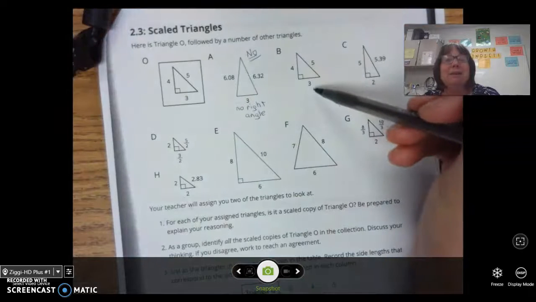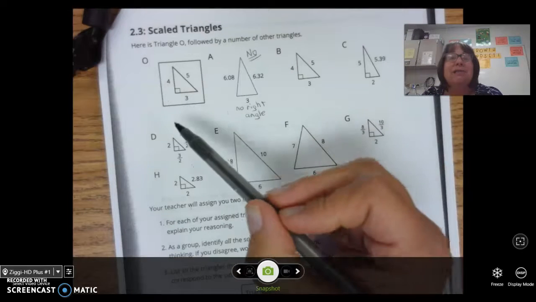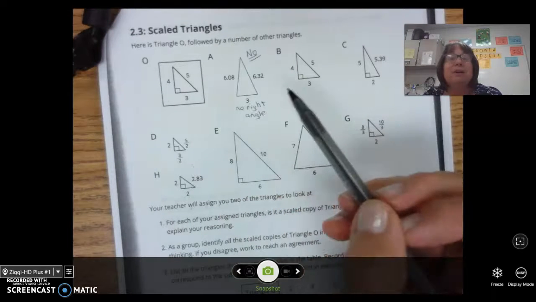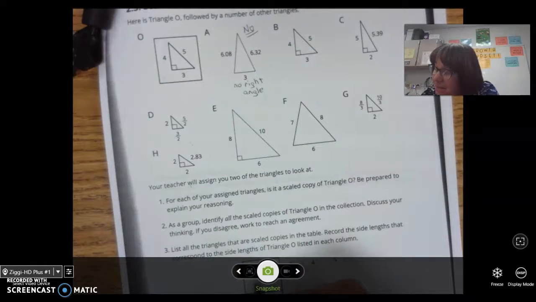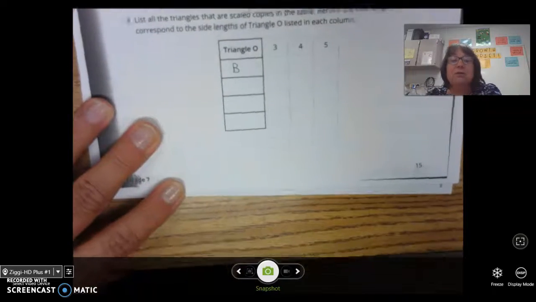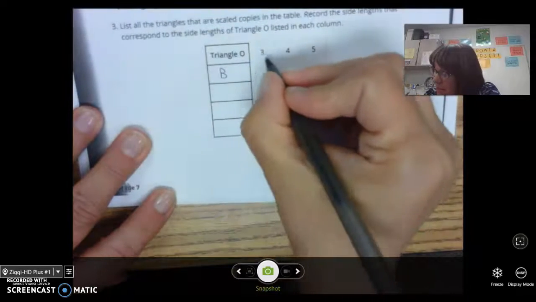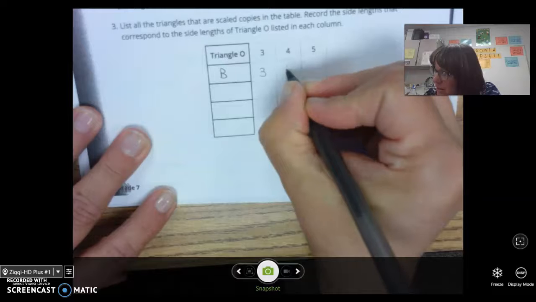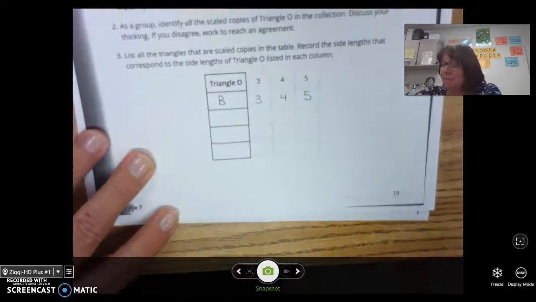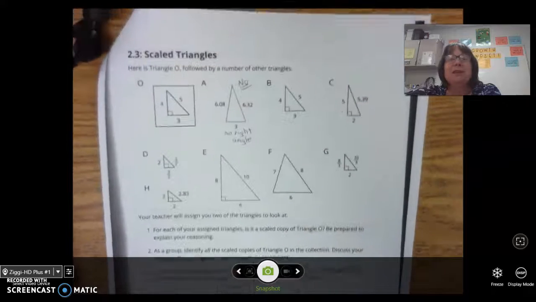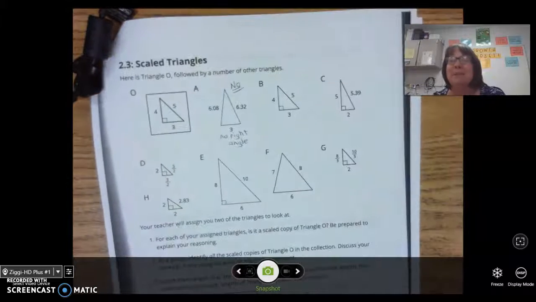Does B have a right angle? Yeah, and it seems to be in the same place. In fact, all the sides are the same. 3, 4, and 5. So I know that B is a scaled copy. You can put it down here in your chart. B is a scaled copy, and its sides were exactly the same. 3, 4, and 5. Some people like to forget that a scaled copy can be the exact copy of something, but it can. It doesn't have to be bigger or smaller. It could be the same.